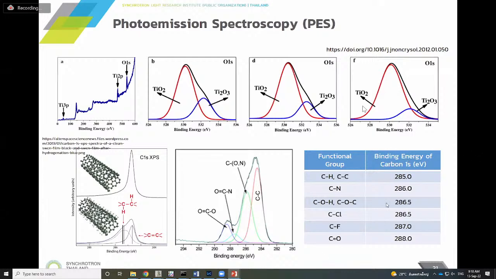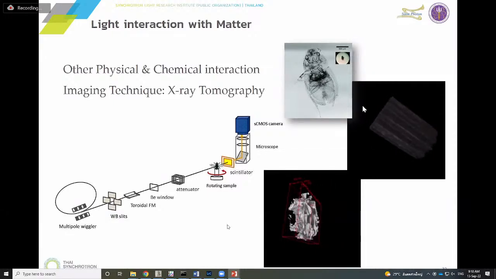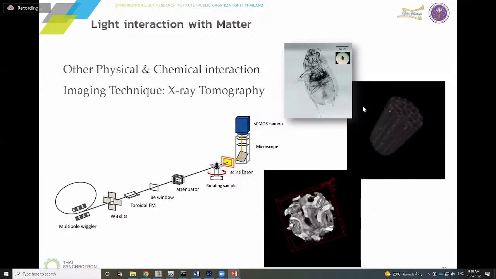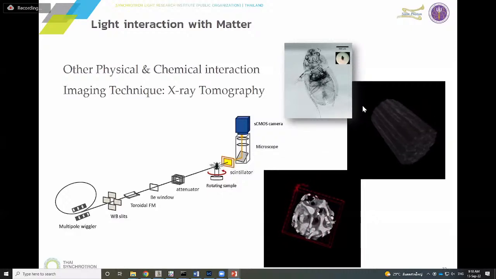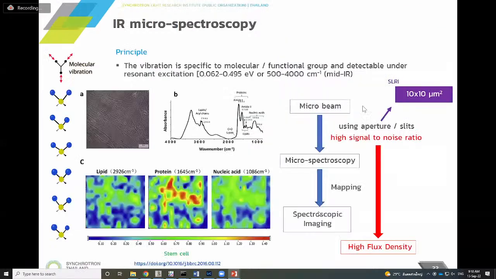And you can determine the binding energies. Even though you can detect that your whole sample is carbon, you can interpret whether it is hydrogenated carbon, carbon-carbon interactions, carbon-chlorine, carbon-fluorine, fluorinated carbon, or carbon-oxygen. For the tomography technique, we strike through the synchrotron, we put the sample here, we rotate, and we get the image of each plane and reconstruct all the images again. We get the 3D image. It's very useful. It's an imaging technique like this.